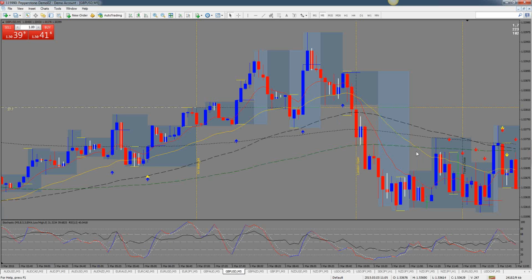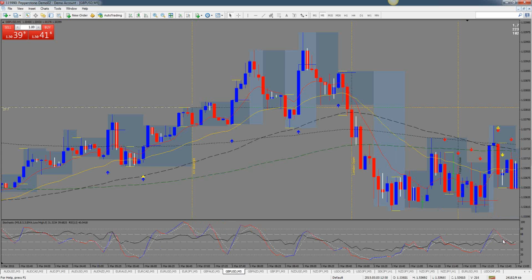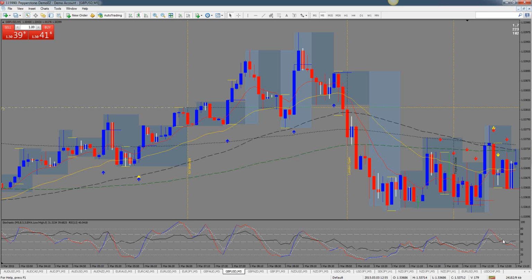Okay, we have a signal here. It's at the bottom of the box. Okay, it might go down to the next swing low. All right, two moving averages still not in order. So again, it's a riskier trade. But let's see. No trade yet. We have an inside bar. No trade.